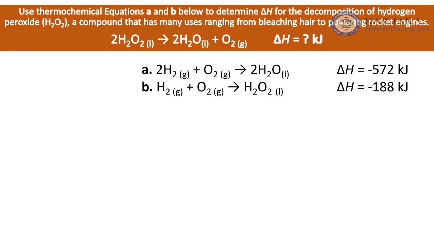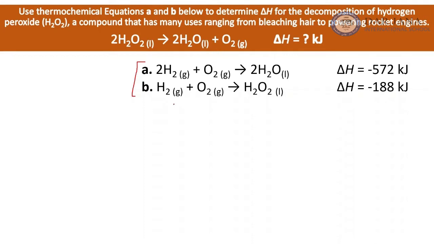Let's consider another example. Use thermochemical equations A and B below to determine the delta H for the decomposition of hydrogen peroxide, H2O2. This is the desired equation, and we have two thermochemical equations given with their delta H. As we said, we have 3 steps to follow. Step number 1, we organize the equation. How? By either reversing if needed, or multiplying by a constant number, or sometimes both of them. Even in some cases, we don't change the equation.